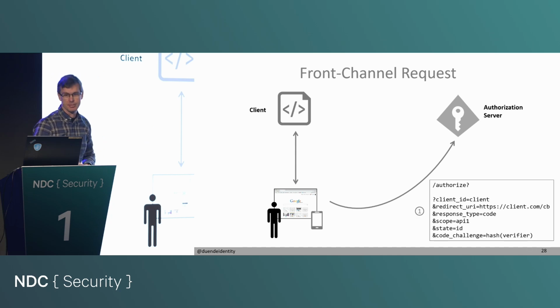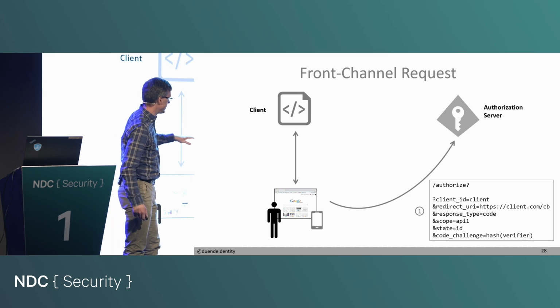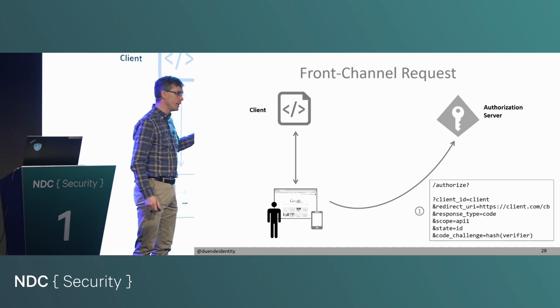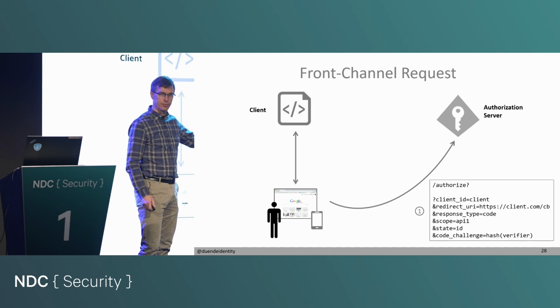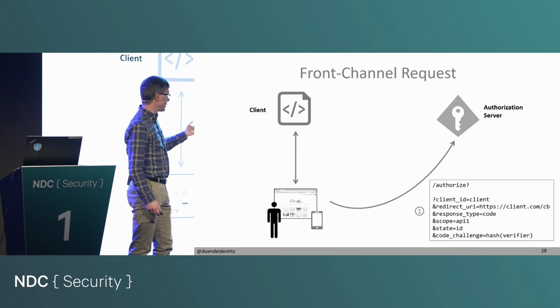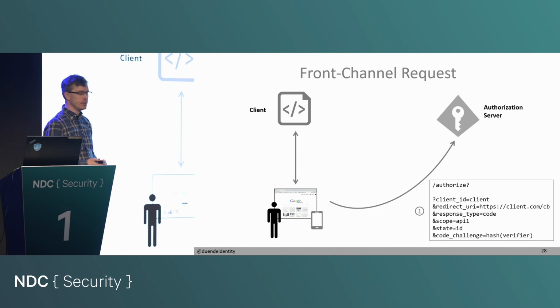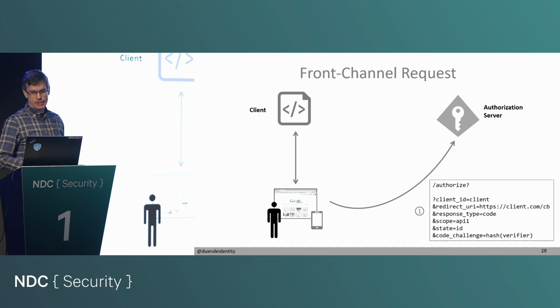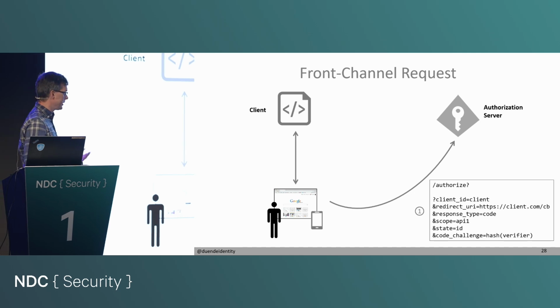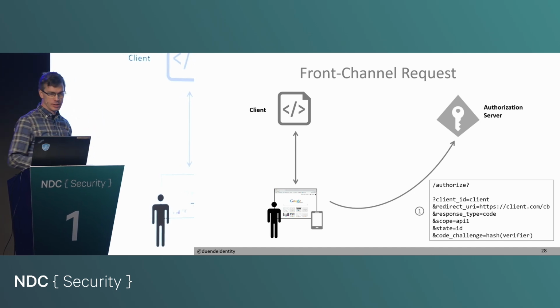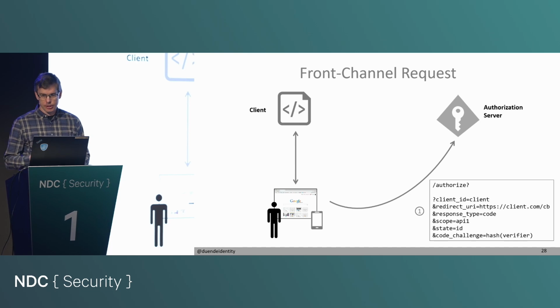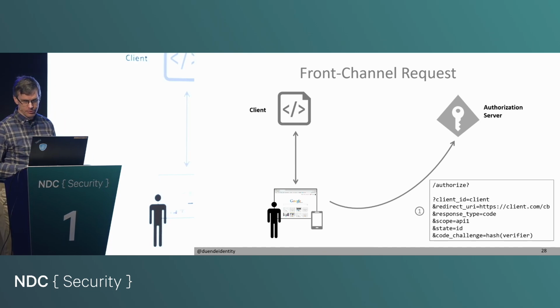query string items. What we have here is the client ID, where it says who is the client, the redirect URI, where do we want the response when we redirect back, response type equals code, that is selecting the authorization code flow, and state, which is some state of the client that is echoed back, and also code challenge. I will talk a bit later on that.